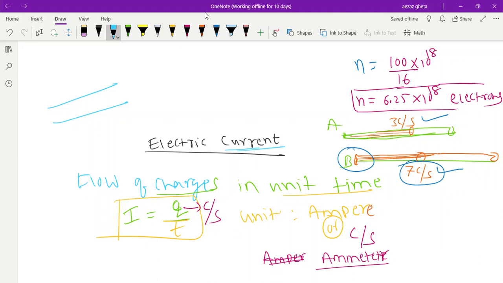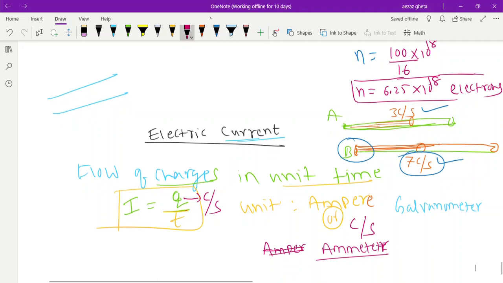One more device is called a galvanometer. Remember, it does not measure how much current is flowing. It just detects the presence of current, whether the current is present or not. To detect the presence of current, a galvanometer is used. To measure how much current is there, what is used? An ammeter is used. Remember, what is electric current?